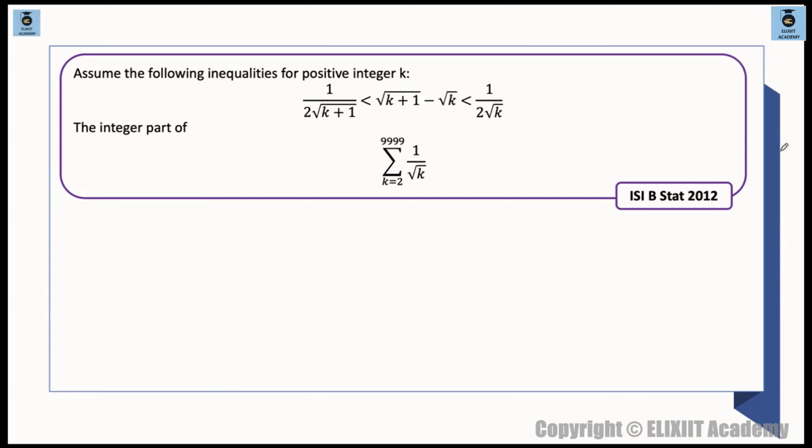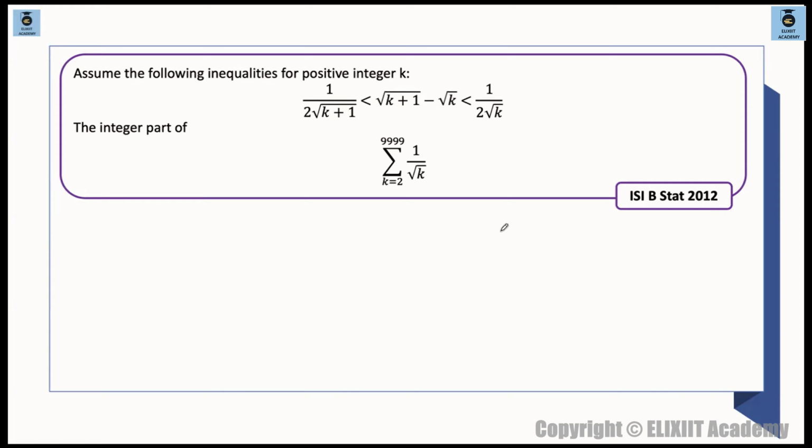The question says, assume the following inequalities for positive integer k. So we have some sort of inequality for some positive integer k. We have to find the integer part of this summation, this sigma. So when this question was asked in 2012 for the first time, this inequality was given. We will also find out that the same question format was also repeated in the recent few years of ISI entrance exams. In 2020 and in 2024, they have given the same type of questions.